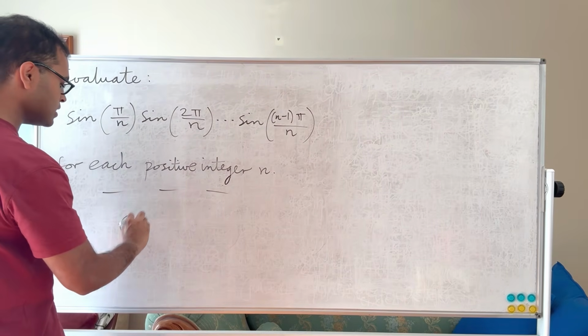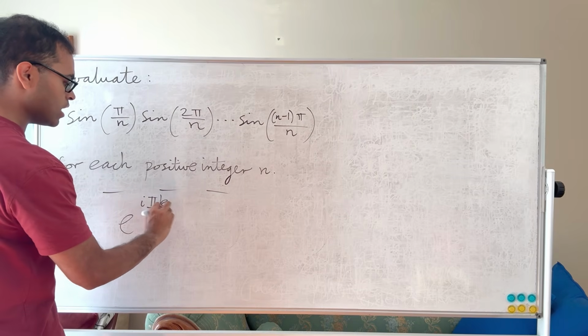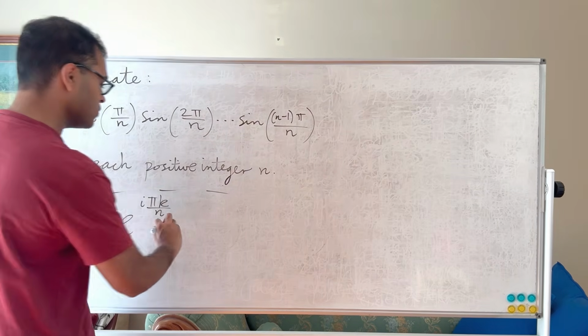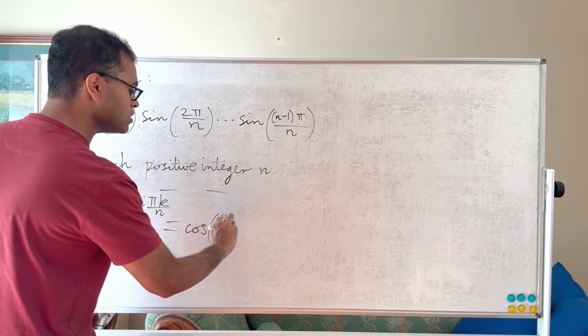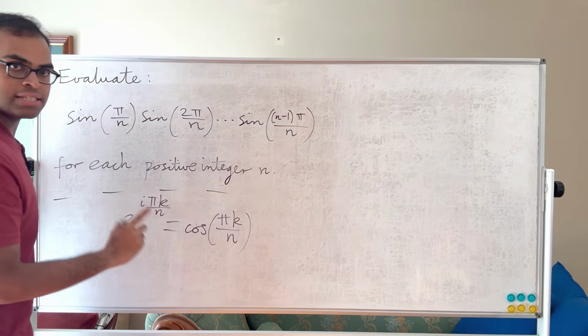So how we're going to actually evaluate this product, the first insight is using Euler's theorem. Euler's theorem says that e to the power i pi k over n, okay? e to the power i theta in general is equal to the cosine of the angle, so cosine pi k over n, plus i sine pi k over n.